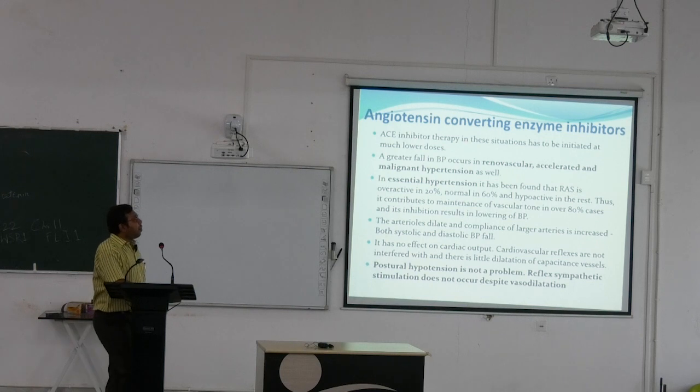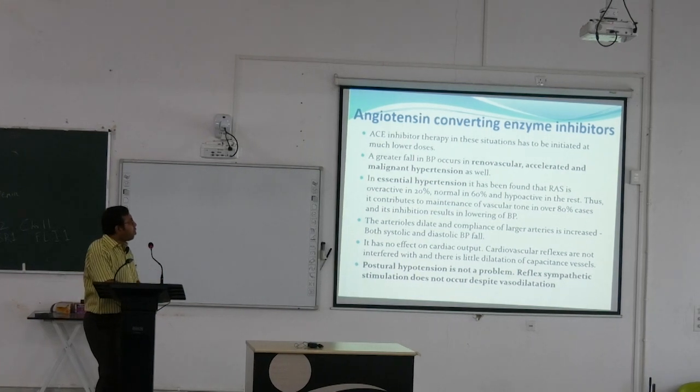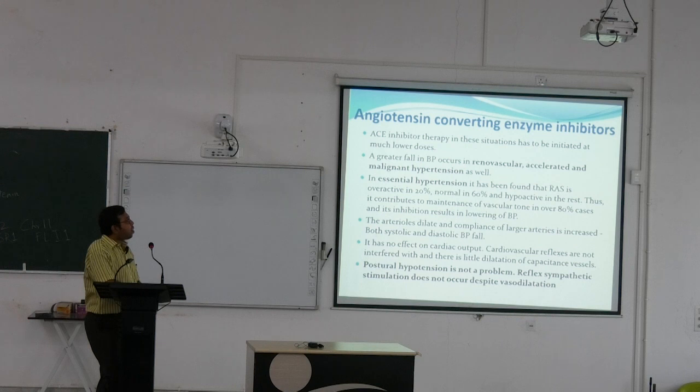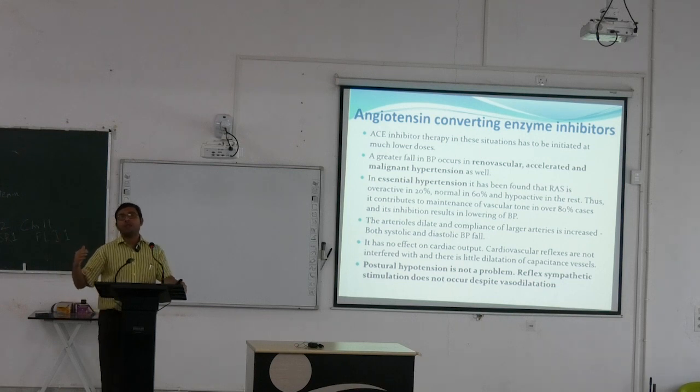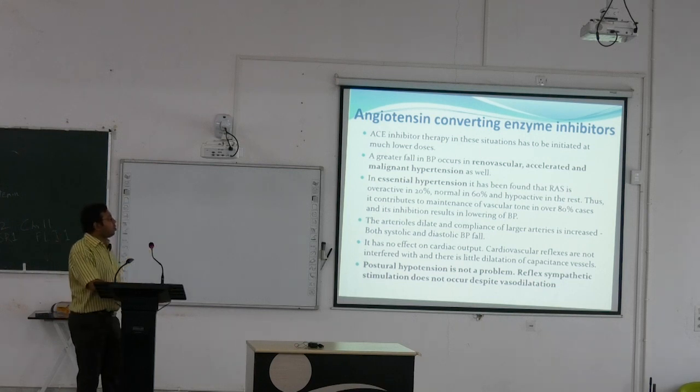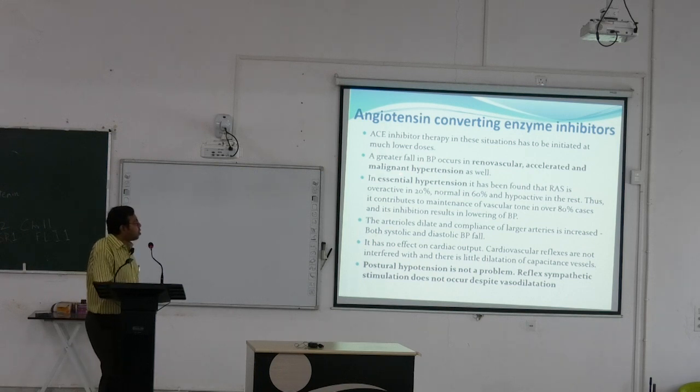So ACE inhibitor therapy has to be started in lower doses. A greater fall in blood pressure occurs in renovascular, accelerated and malignant hypertension. These are the other types of hypertension that cannot be tackled by normal medications, with increased systolic and diastolic blood pressure, and a greater fall in blood pressure occurs if we are giving the angiotensin converting enzyme inhibitors.